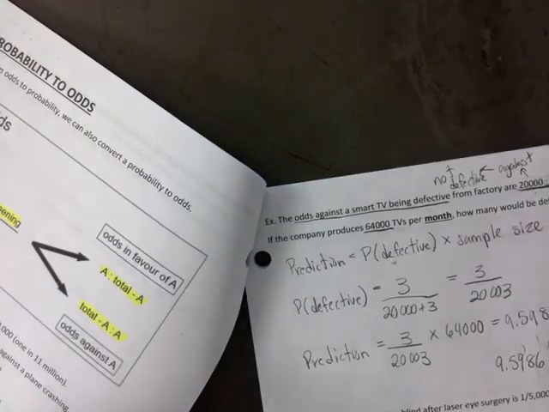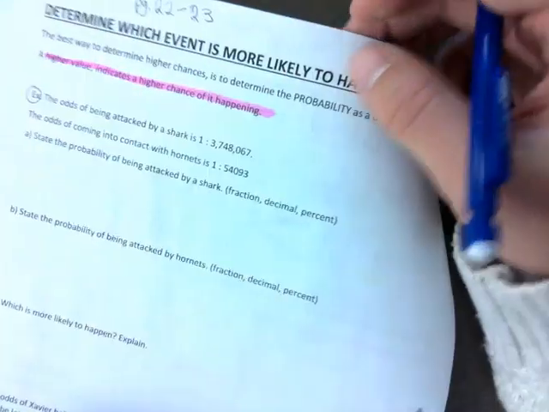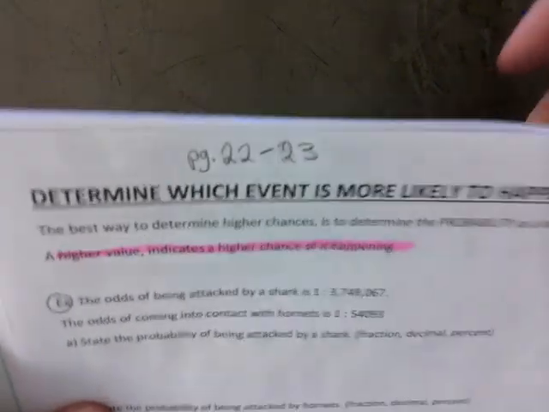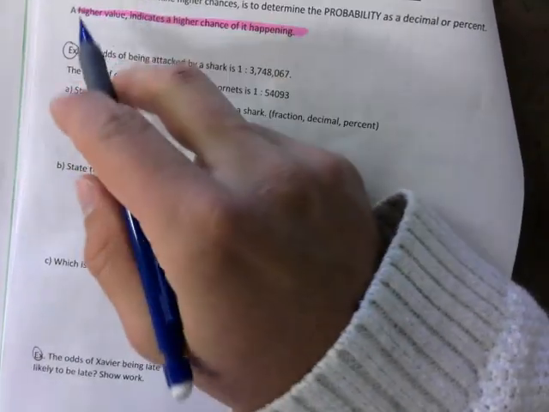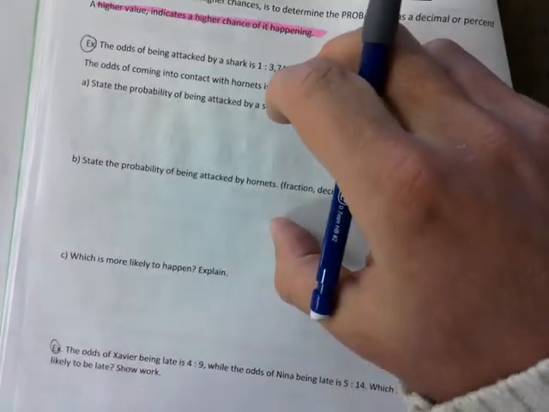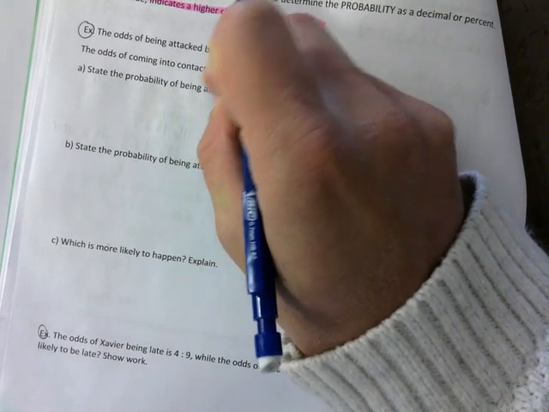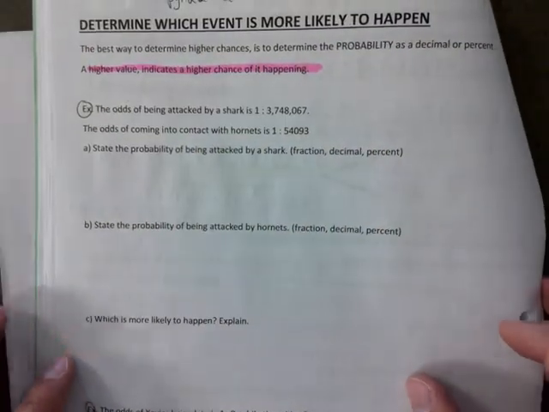So we left off yesterday on page 23, and I asked you to give it a try. I didn't discuss it, right? Really, determining what's more likely to happen, there are no new concepts here.